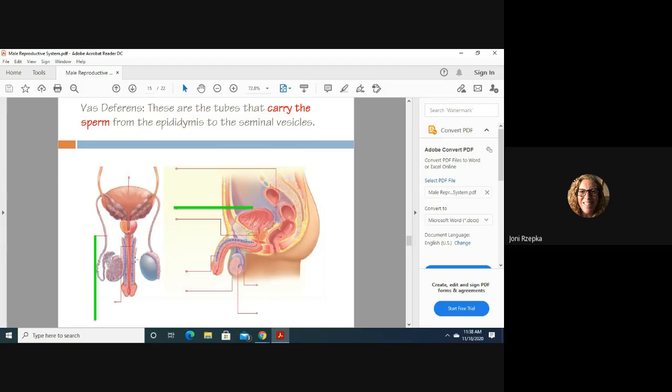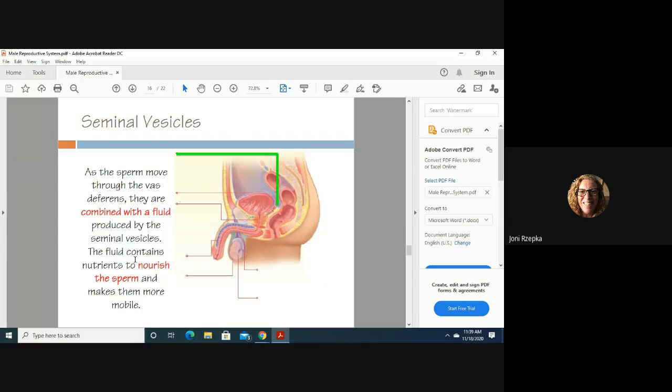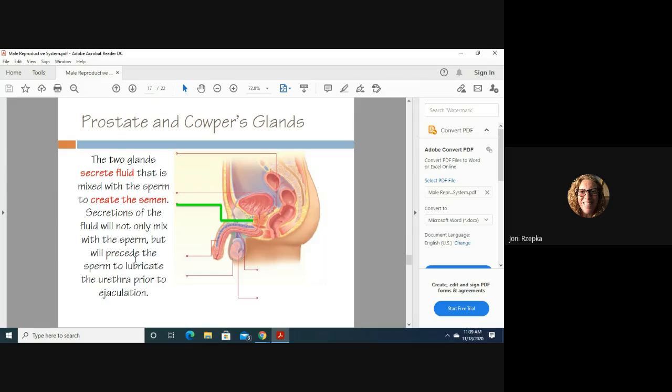The vas deferens is the same type of tube that's similar in the female to the fallopian tube. So relating it back to something you know, it carries the sperm, just like the fallopian tube carries the egg, the ova. Then you have your seminal vesicle, which adds that nourishing fluid that I was talking to you about. The prostate and the Cowper's gland.